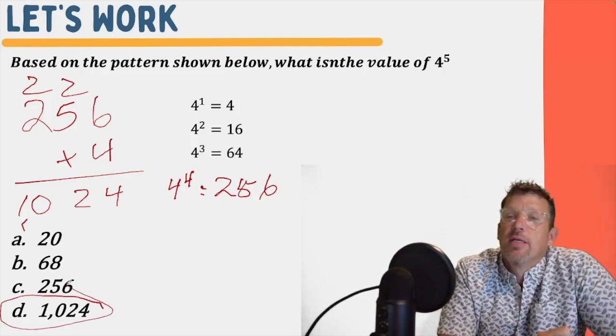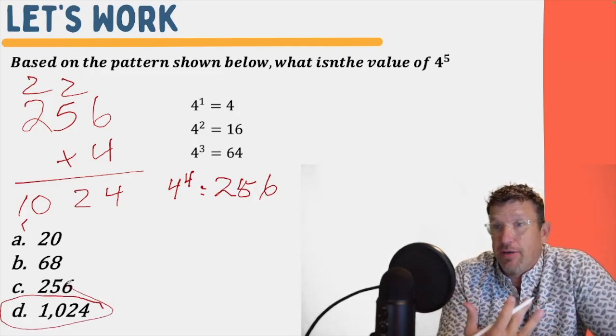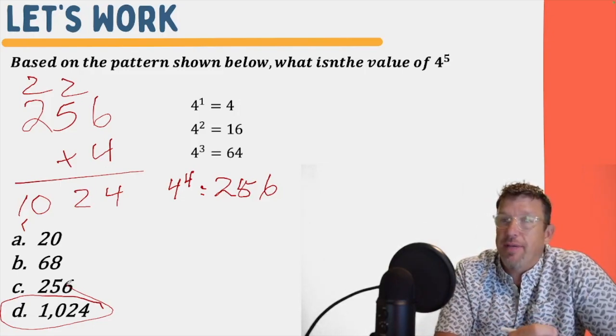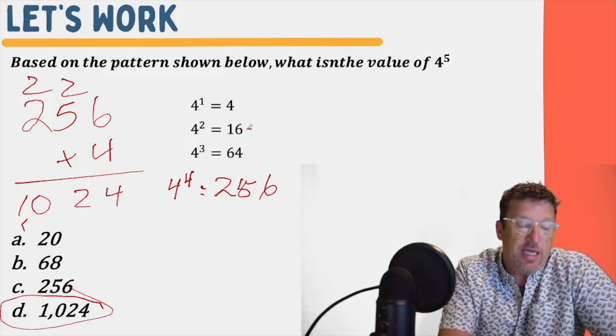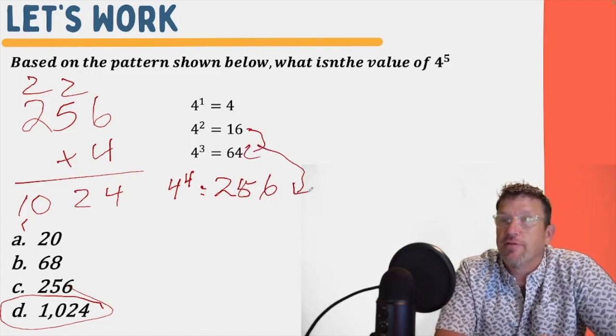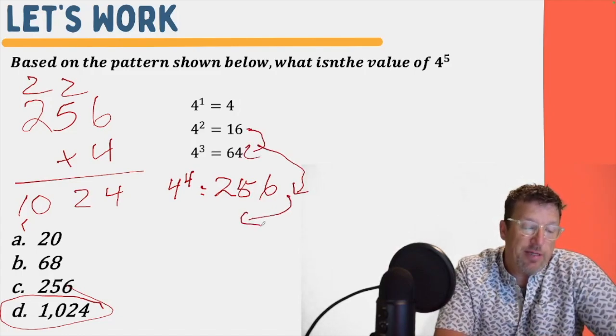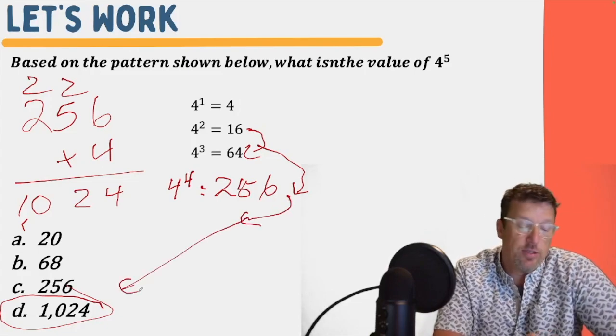So you can see exponentially, when something's getting bigger, it gets bigger at a rapid pace. We got 4 times 4 is 16. Then we get 4 times bigger, we get 64. Then 4 times bigger than 64 is 256. And then 4 times bigger than 256 is 1024.